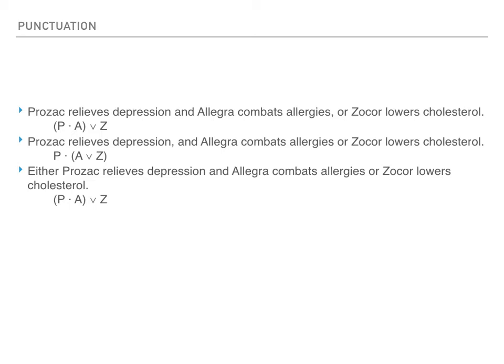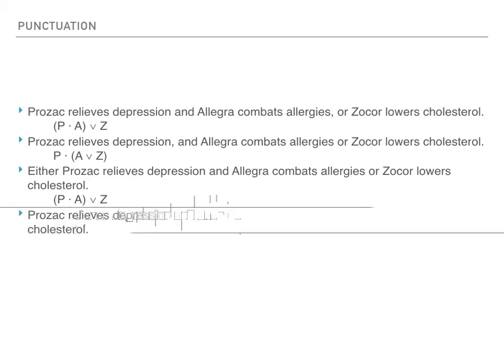So either, and then there's the thing on the left side of the wedge, Prozac relieves depression, and Allegra combats allergies. And then there's or. So that tells you that the thing in between either and or goes on one side of the wedge, and the thing on the other side of or goes on the other side of the wedge, giving us the same translation as the first sentence where there was a comma, but not the word either. So these are the things that you need to become sensitive to.